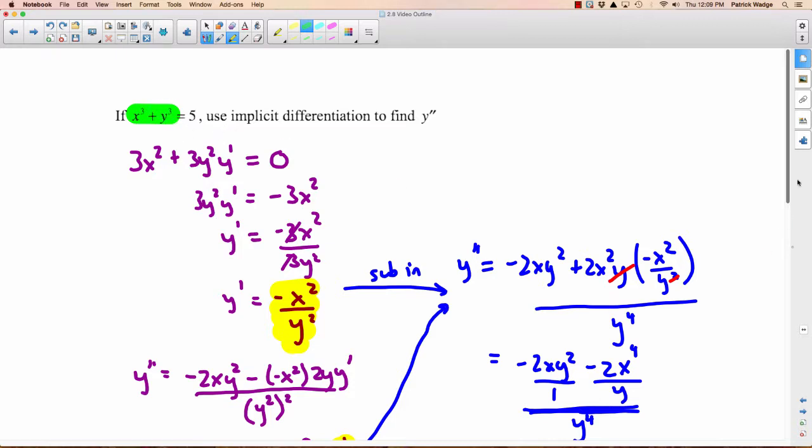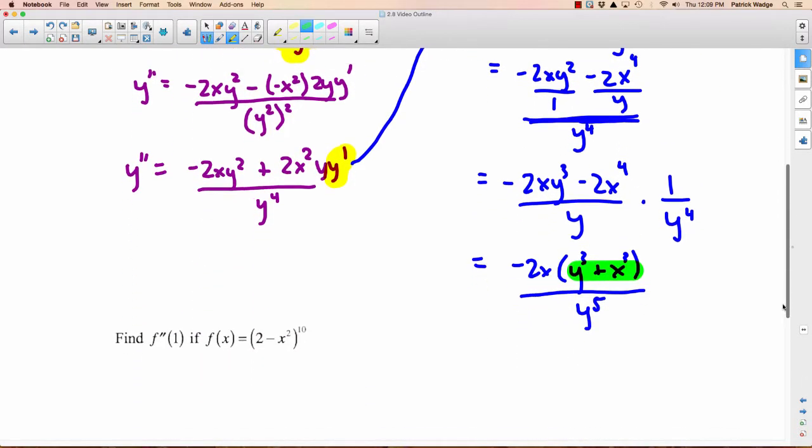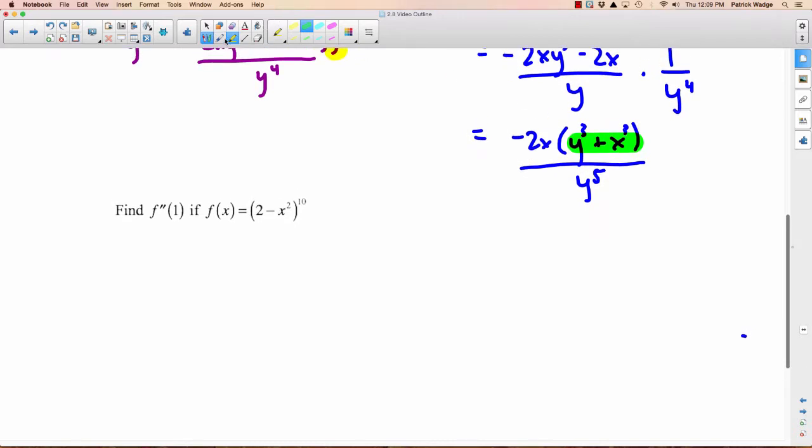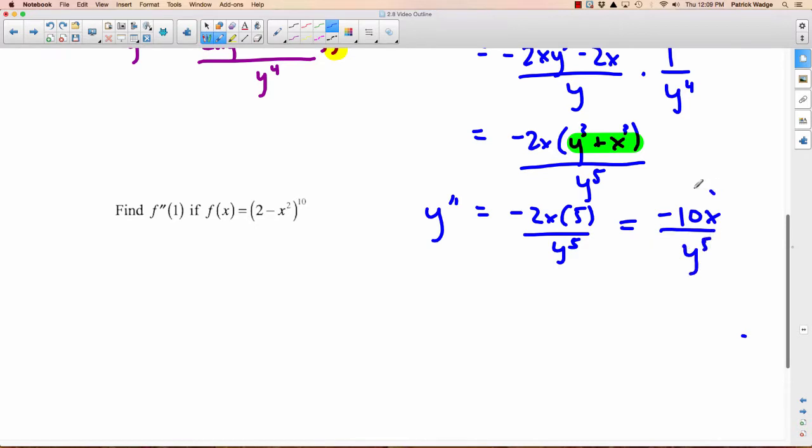So we know that highlighted part in green down there must equal 5. Since x cubed plus y cubed equals 5, then y cubed plus x cubed also equals 5. So we can turn this into negative 2x times 5 over y to the fifth, which means y double prime, our final answer, is negative 2 times 5, which is negative 10x over y to the fifth. That is the second derivative of this particular question. Okay, that was a very complicated question.